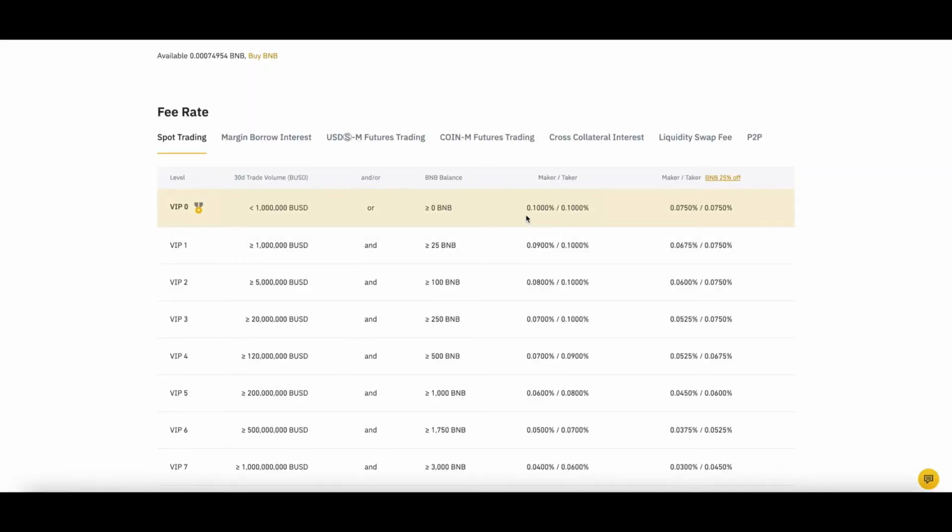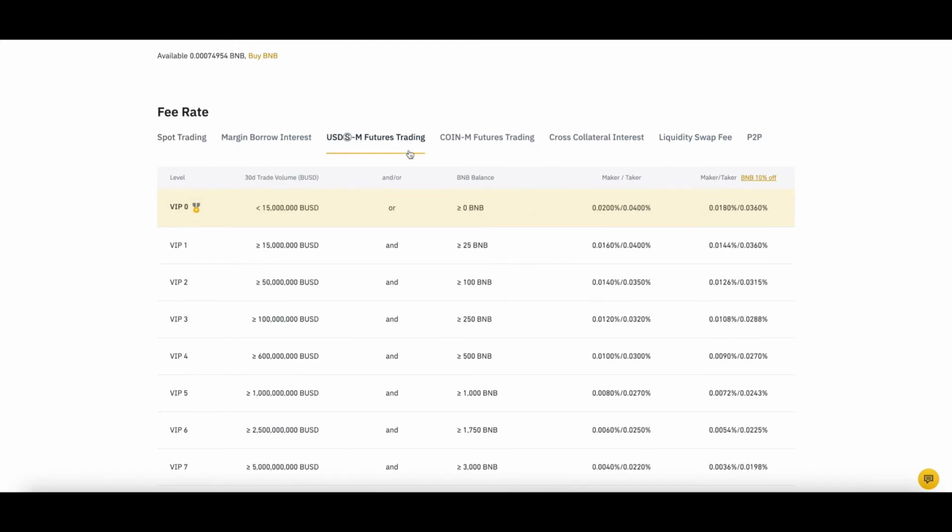Now you can see here, if you're on the very basic tier, then you're just going to be paying 0.1% for your maker or taker. But as you get more money on account, the fees will be better for makers rather than takers. And when we go on to futures in a moment, you'll see that the futures fees are better for makers compared to takers.